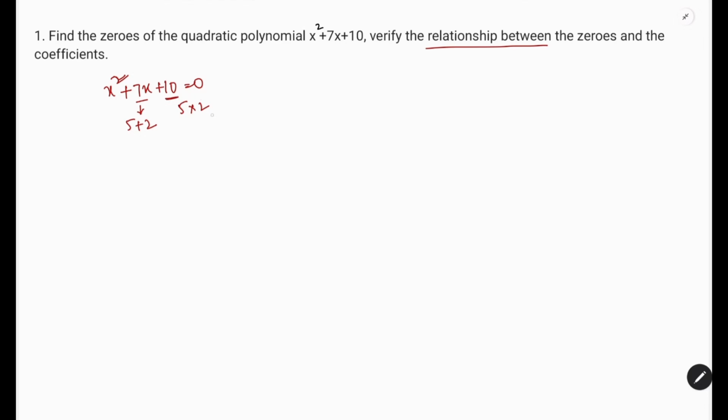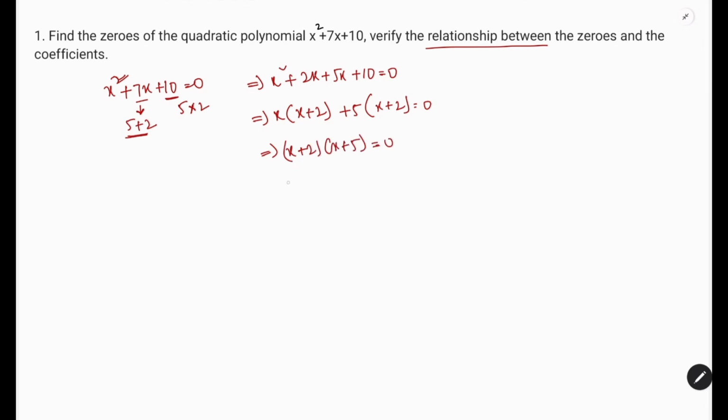The constant term should be expressed as a product and the middle term, the coefficient of x, should be expressed as an addition. This 5 and 2. So this can be written as x square plus 2x plus 5x plus 10 equal to 0. Take x common, x into x plus 2, plus take 5 common, x plus 2 equal to 0. x plus 2 into x plus 5 equal to 0. So x equal to minus 2 and x equal to minus 5.